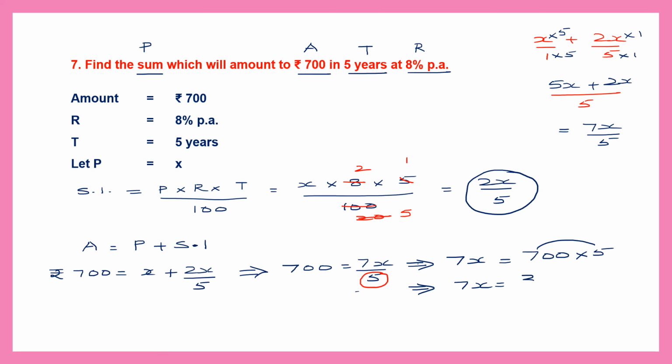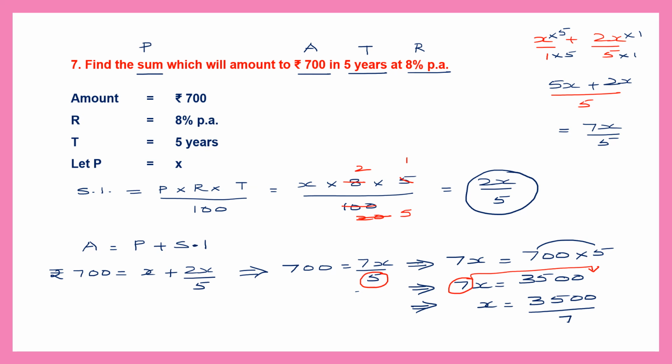7 fives are 35 and you add the two zeros. Now we find the value of x. X is equal to 3500 divided by 7. How did it become division by 7? Because 7x means 7 into x. When you transpose it to the other side, into is multiplication, that will change to division. So that's how we got 3500 by 7.